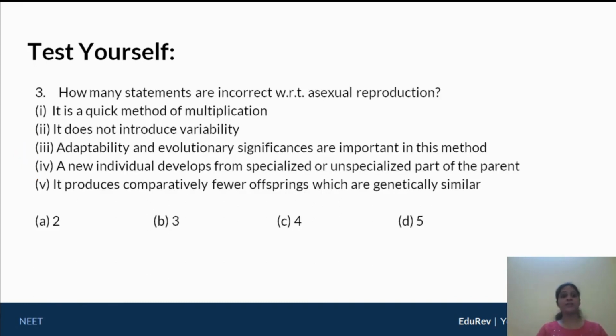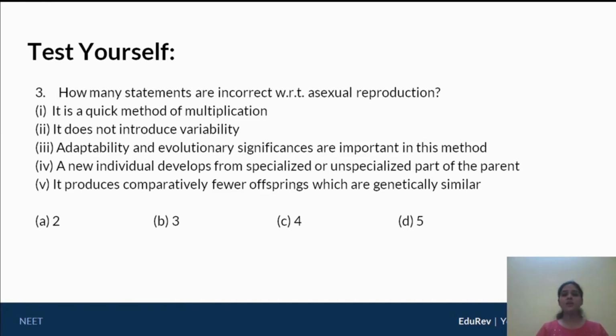The next question. How many statements are incorrect with respect to asexual reproduction? Now let's go through these statements. It is a quick method of multiplication, definitely true. It does not introduce variability, also true. Adaptability and evolutionary significance are important in this method. Now, this is a false statement because no variations, no adaptation, no evolution takes place in asexual reproduction.